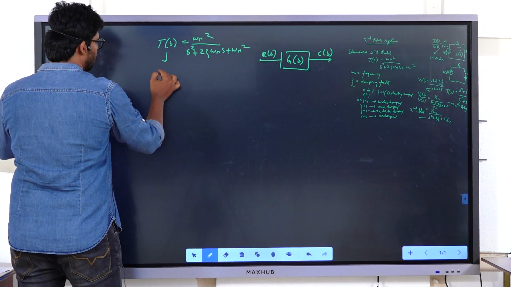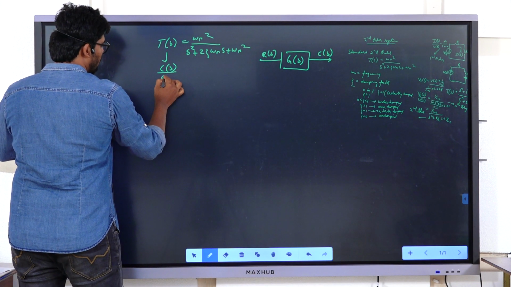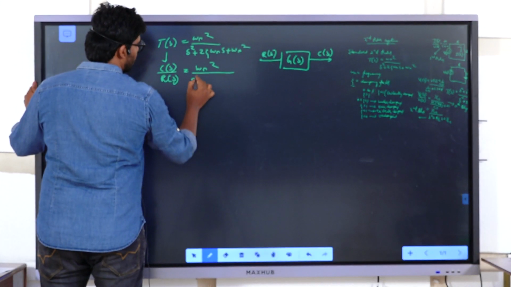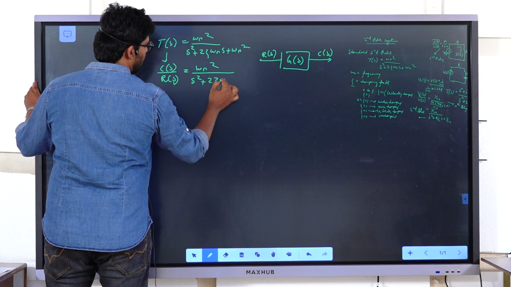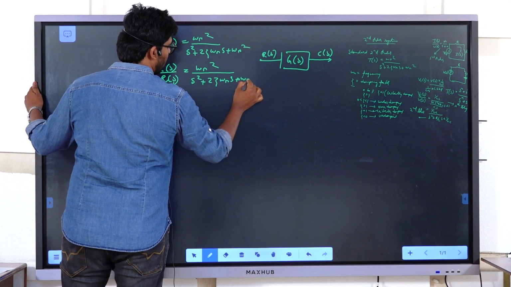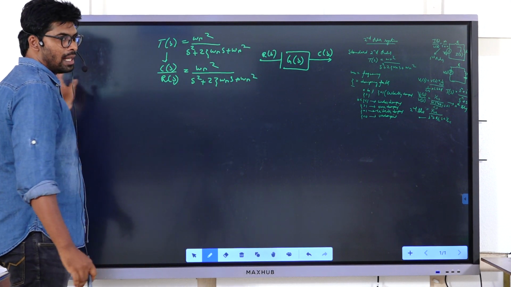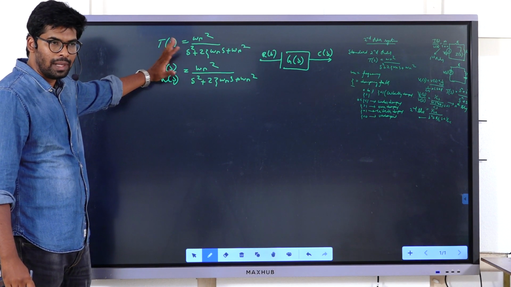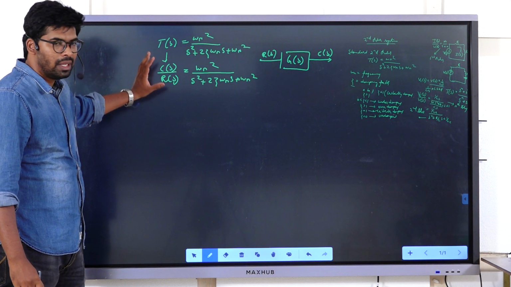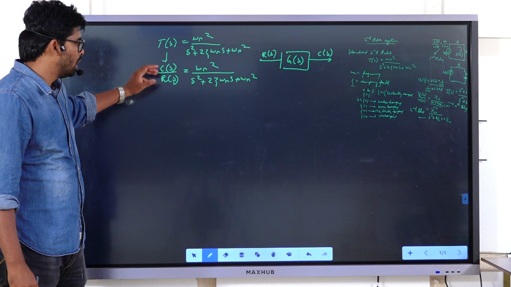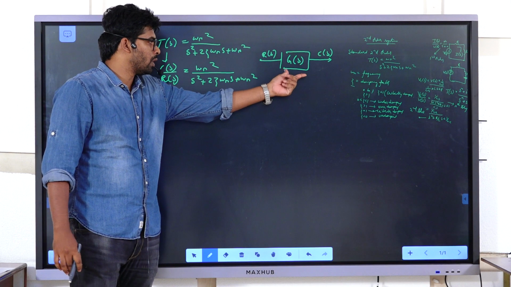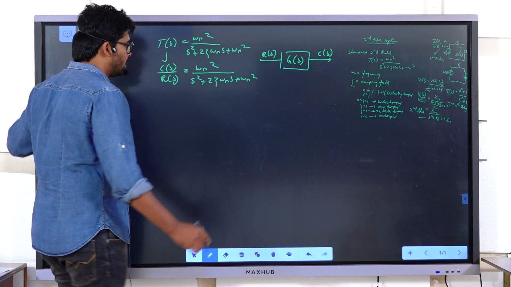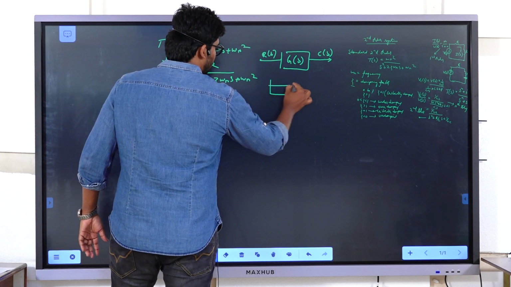Thus the transfer function can be written as C of s by R of s is equal to omega n square divided by s square plus 2 zeta omega n s plus omega n square. The transfer function means Laplace of output by Laplace of input. The complete meaning of transfer function involves taking the response of a system with the standard inputs. So we always have the standard input, that is unit step input.